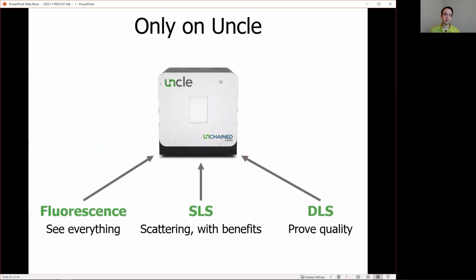And so that's how only on UNCLE we can use fluorescence to see everything, investigate, and determine the cause of problems. And we can use static light scattering to understand exactly when protein aggregation occurs. And we can further use it to study things like B22 and KD. And then we can use dynamic light scattering to understand the quality of your protein sample and get quantitative answers on size and size distribution right away.